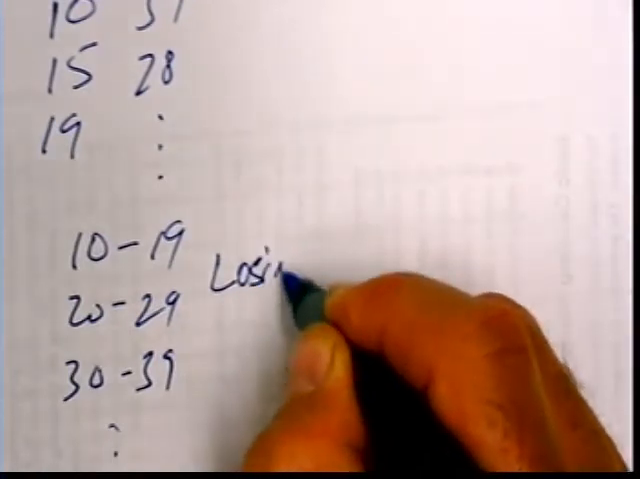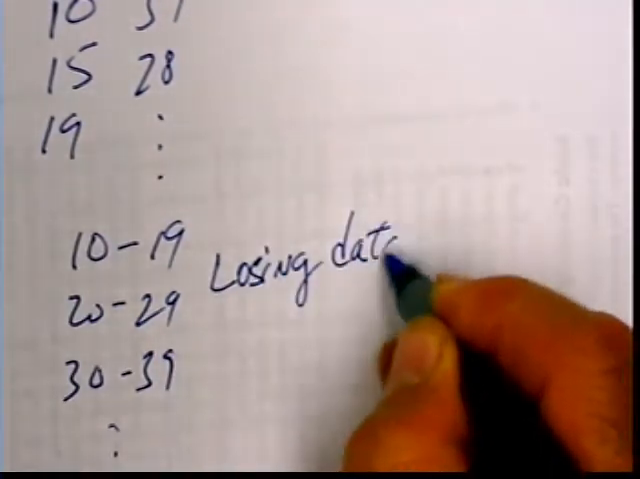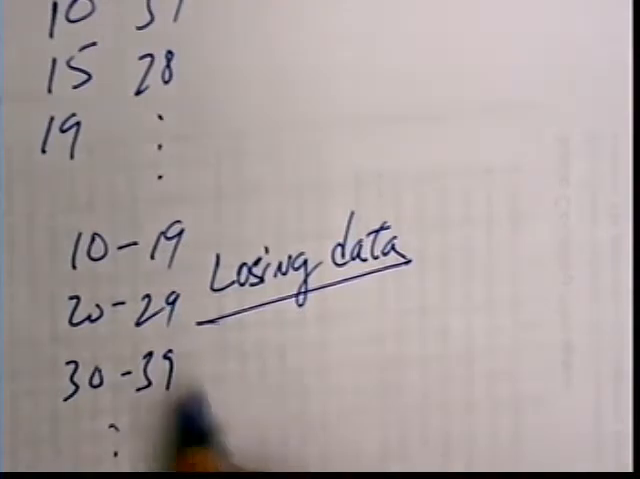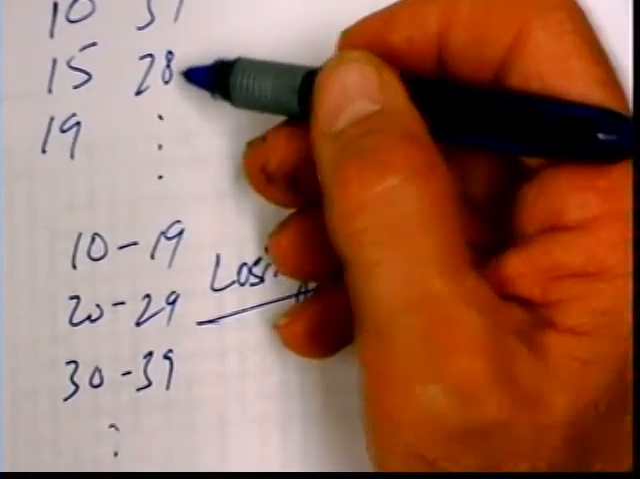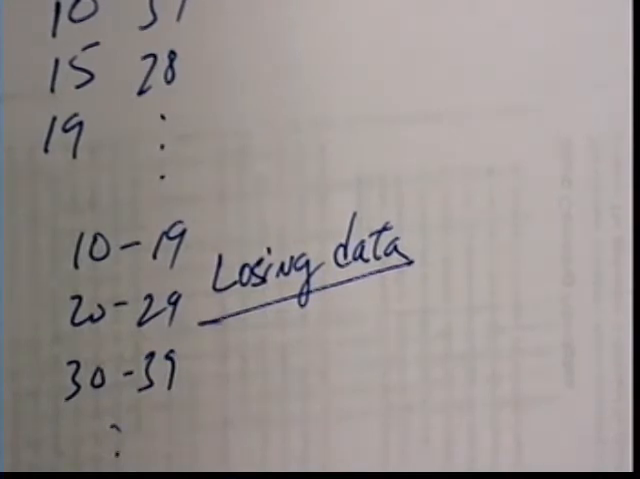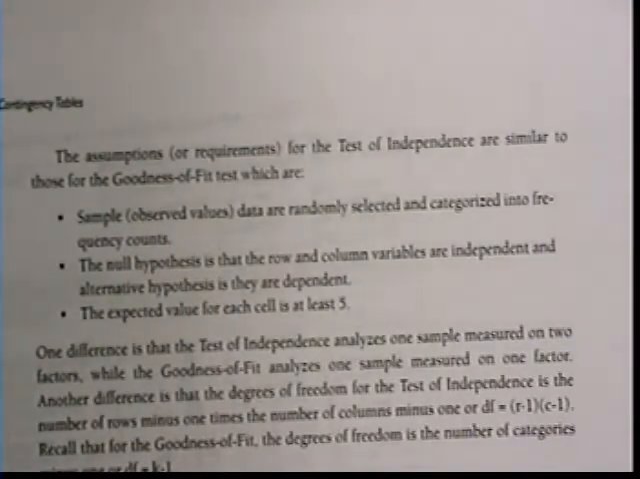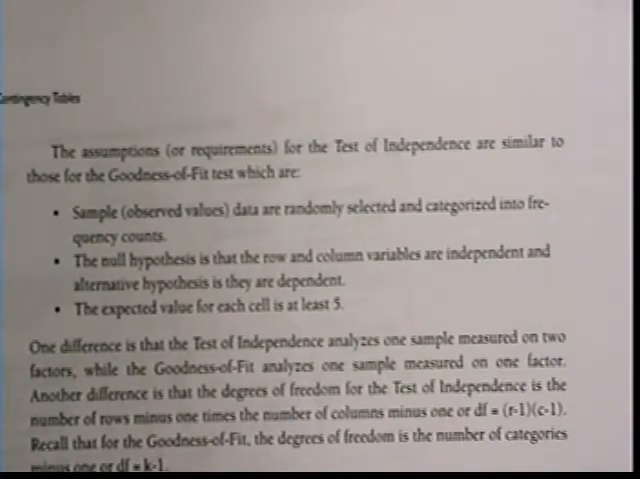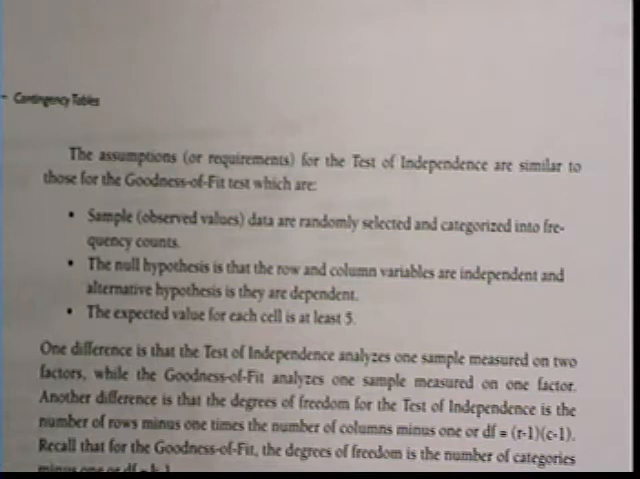The problem is that you're losing data. You're combining it into these categories when you could use the actual data up here. So I'm not a big proponent of that, and I would suggest that you don't do that. But you will see that sometimes in the literature people have done that in a study. So anyway, the data has been randomly selected and categorized into frequency counts. It's especially useful if it's yes, no, or something like that.